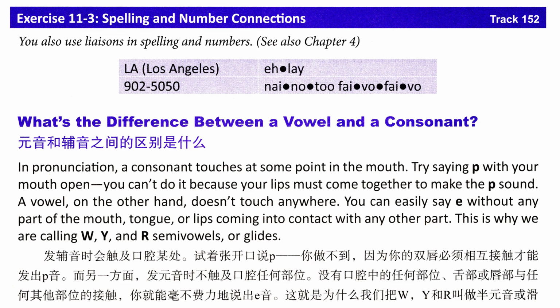What's the difference between a vowel and a consonant? In pronunciation, a consonant touches at some point in the mouth. Try saying P with your mouth open. You can't do it because your lips must come together to make the P sound. A vowel, on the other hand, doesn't touch anywhere. You can easily say E without any part of the mouth, tongue, or lips coming into contact with any other part. That is why we are calling W, Y, and R semivowels or glides.